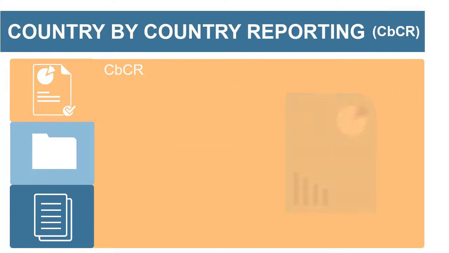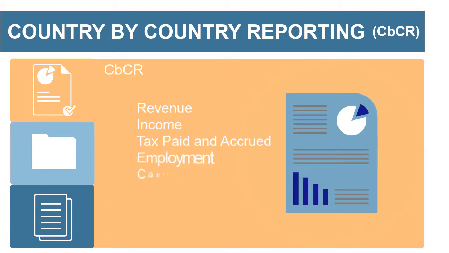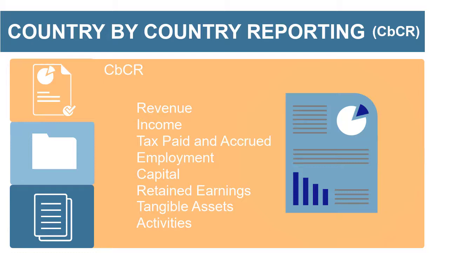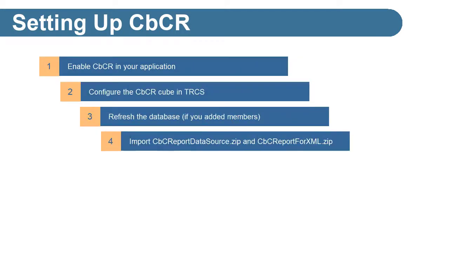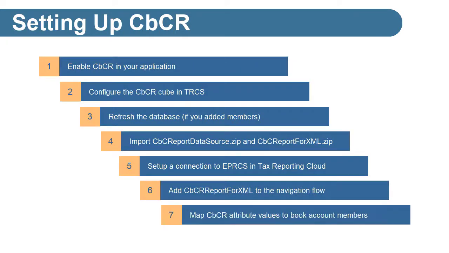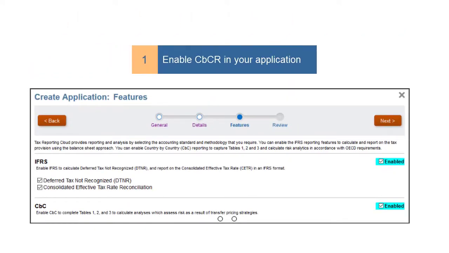The CbC report includes country-level financial data, such as related party revenue, third-party revenue, tax paid, and so on. Tax authorities use this information to assess transfer pricing risks and make determinations on how they allocate tax audit resources. We'll take you through the steps to set up and configure country-by-country reporting. Let's get started. The first step is to enable CbCR.